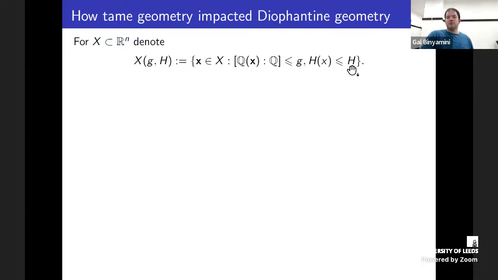So they are algebraic, and the extension that they generate over Q has degree at most G, and they have height at most H. If you're not familiar with this notion of height, then you can just think about rational points. That's the case G equal to 1. And then the height will be just the maximum of all the numerators and denominators of these rational points. And if you consider more general algebraic points, there is some simple generalization of this, it doesn't matter.